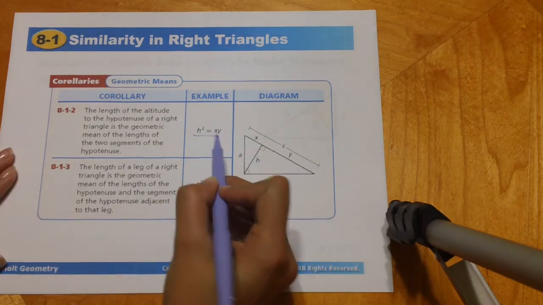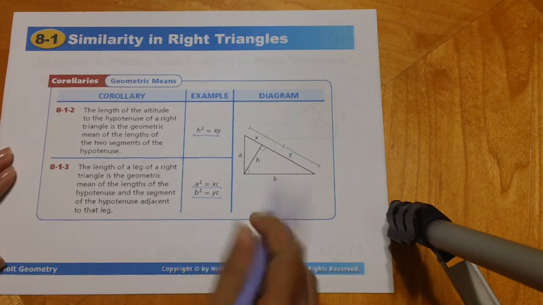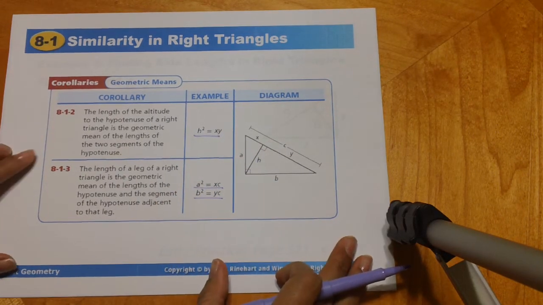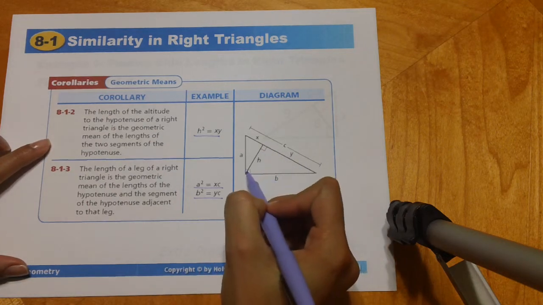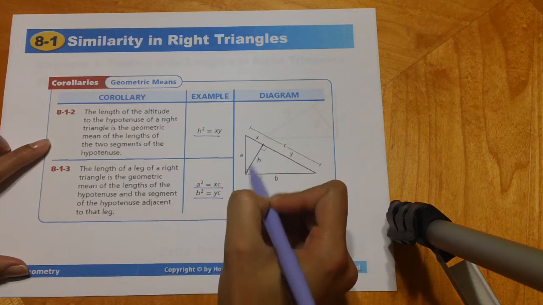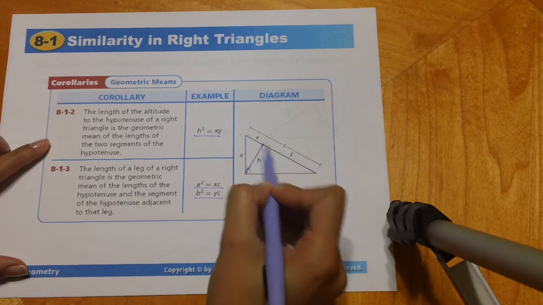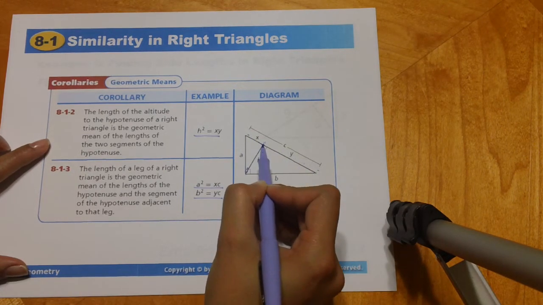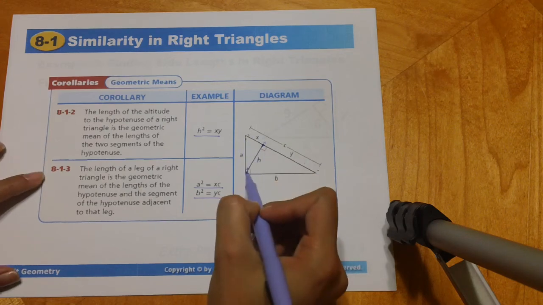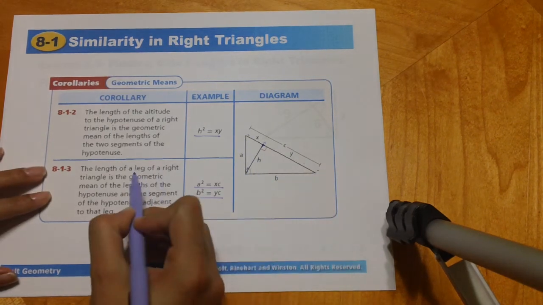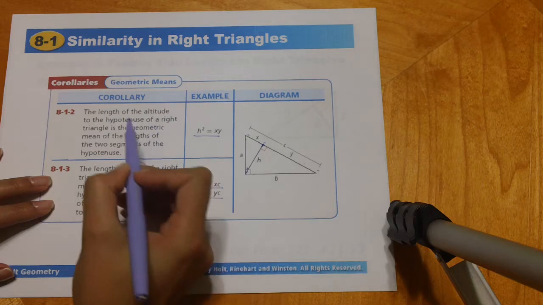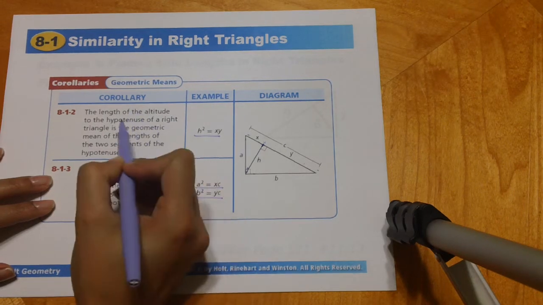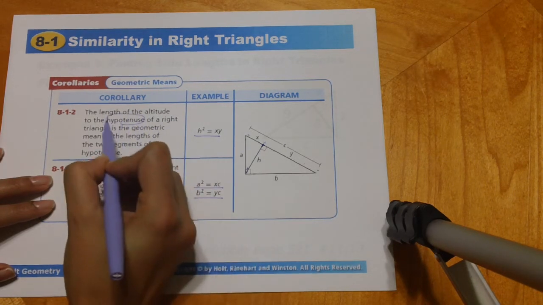So this is exactly what we wrote on the previous page. And the first one is talking about the altitude, so this altitude here. h squared is x times y. These two smaller parts of the hypotenuse, a and b are the legs. That's the second corollary. This one was talking about the hypotenuse.